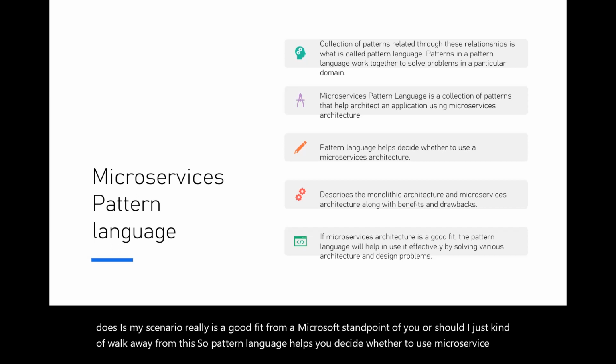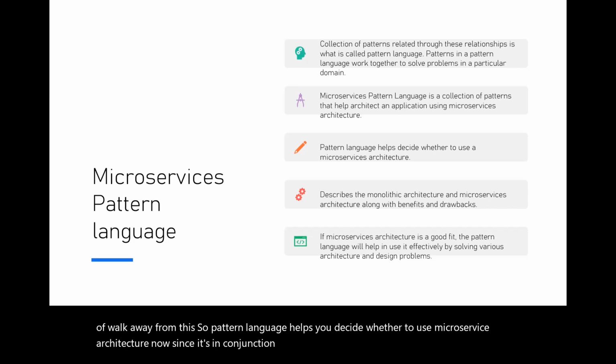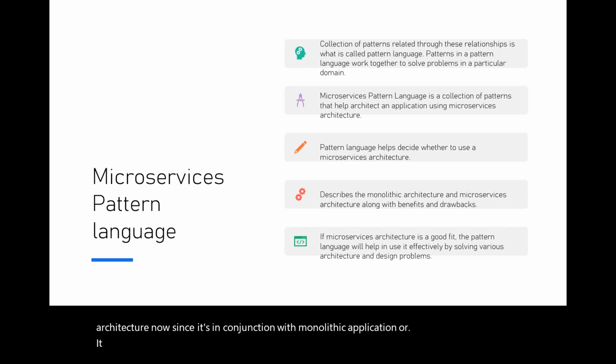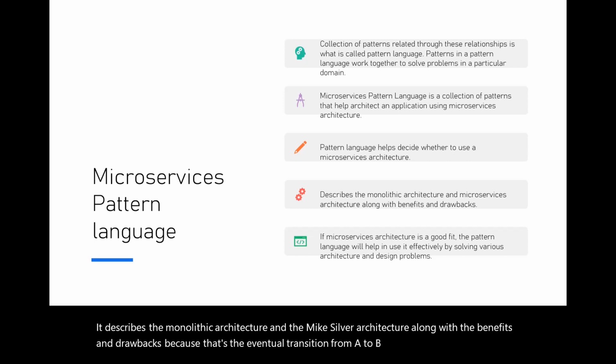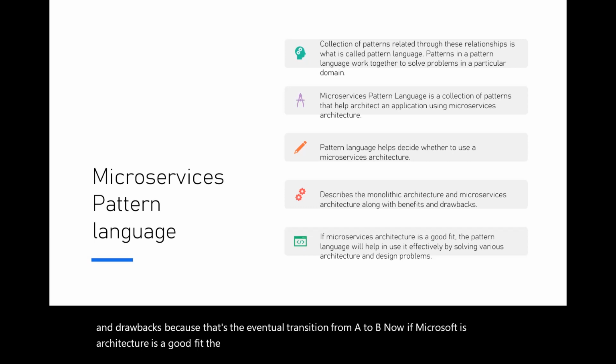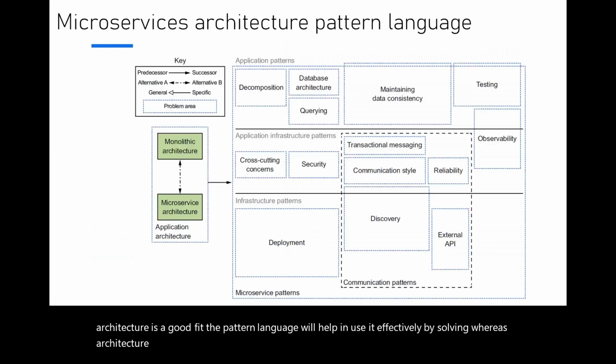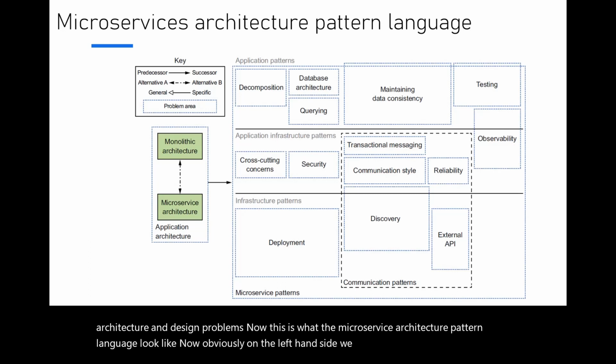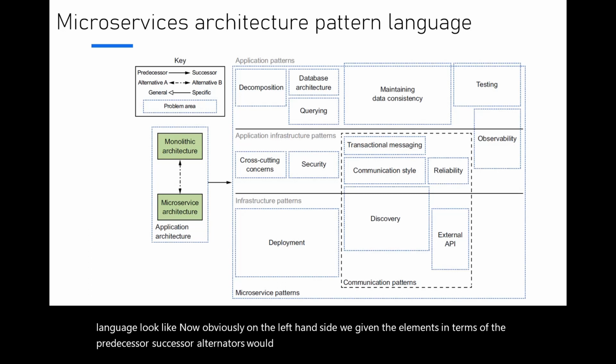Now, it also describes the monolithic architecture and the microservice architecture, along with the benefits and drawbacks, because that's an eventual transition from A to B. If microservice architecture is a good fit, the pattern language will help you use it effectively by solving various architecture and design problems. This is what the microservice architecture pattern language looks like. On the left-hand side, we've given the elements: predecessor, successor, alternatives, and generic and specific. These are the standards of pattern language, which I will not be covering.